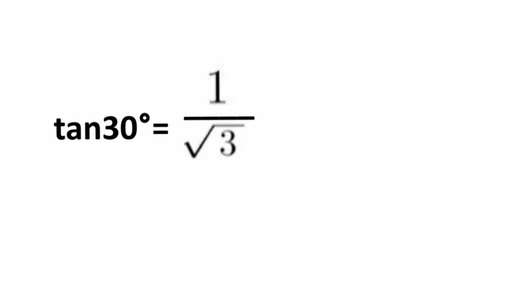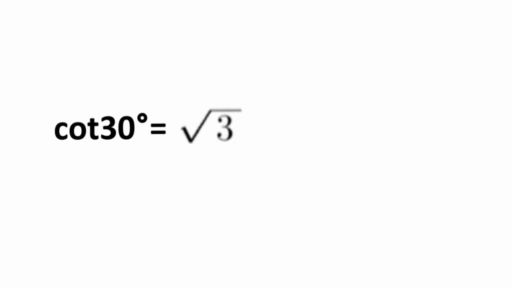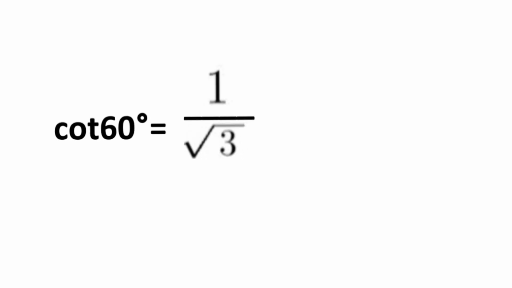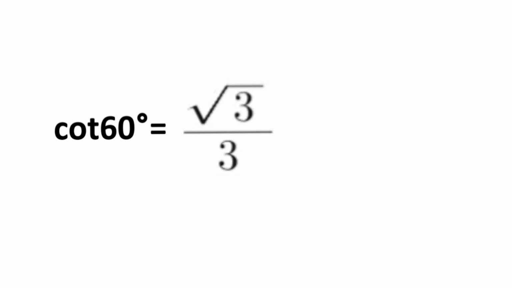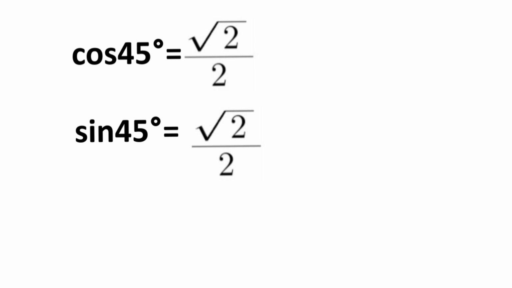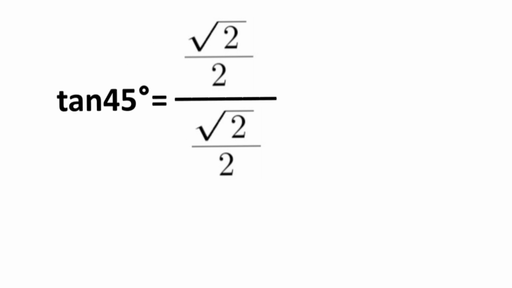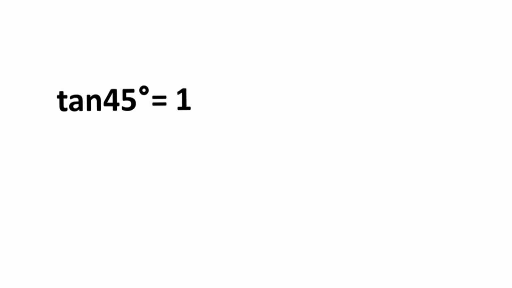From tangent 30 degrees equals 1 over square root of 3, for cotangent 30 degrees, just interchange numerator and denominator, so it's equal to square root of 3. Since the values of cosine and sine at 30 degrees and 60 degrees are just interchanged, tangent 60 degrees is equal to square root of 3, and cotangent 60 degrees is equal to square root of 3 over 3. At 45 degrees, the values of cosine and sine are both equal to square root of 2 over 2, so tangent 45 degrees is equal to square root of 2 over 2 divided by square root of 2 over 2, so tangent 45 degrees is equal to 1. So cotangent 45 degrees is also equal to 1.